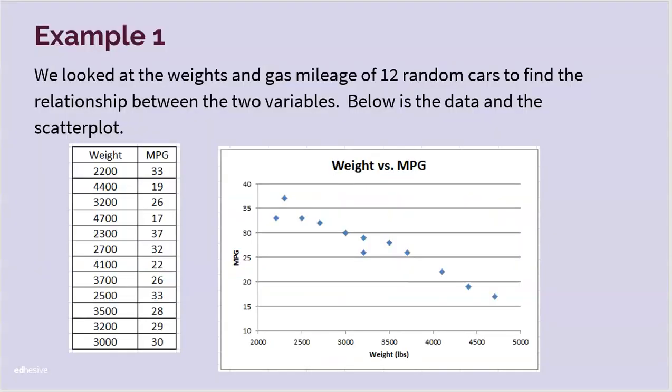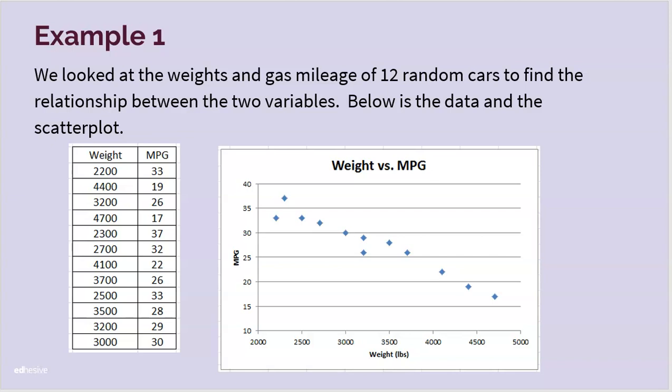All right, so here's the first example, and it should sound somewhat familiar. It's the same example we worked with before. We looked at the weights and gas mileage of 12 random cars to find the relationship between the two variables. Below is the data and the scatter plot. So we made a scatter plot looking at the weight and the gas mileage of cars. Now we clearly see a negative relationship. Weight goes up, gas mileage goes down.